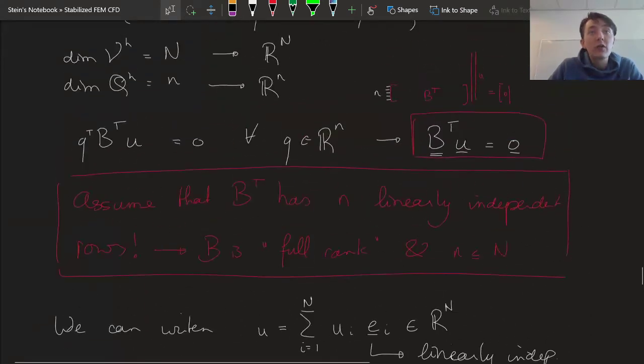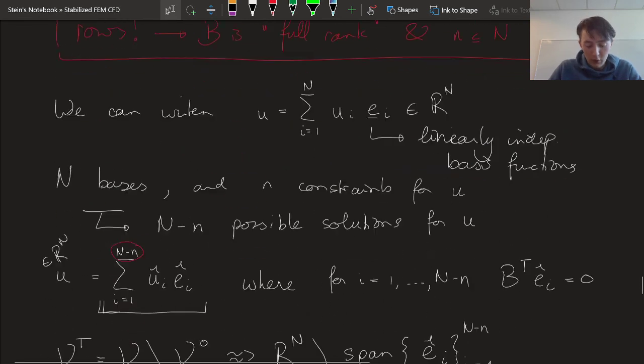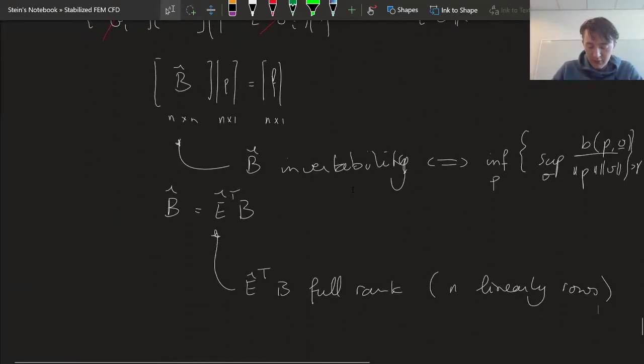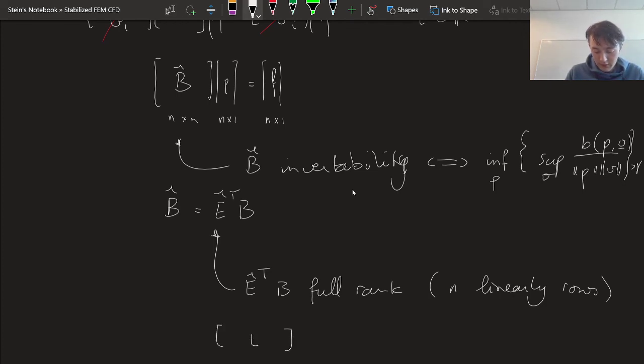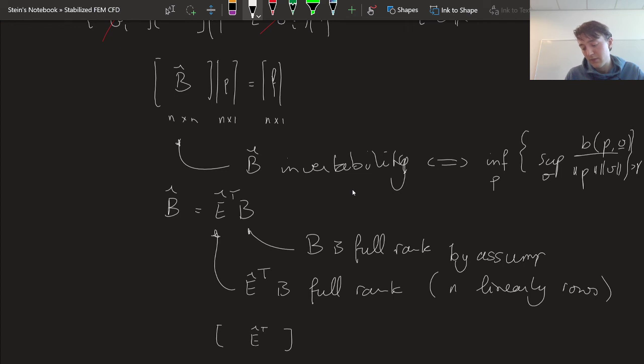For B, we also have an assumption. We assumed that B transpose had n linearly independent rows, and thus that B is also full rank and that n is smaller than N. So we have that E hat is full rank and looks like this. And we have that B is also full rank by assumption. And secondly, B looks like that.